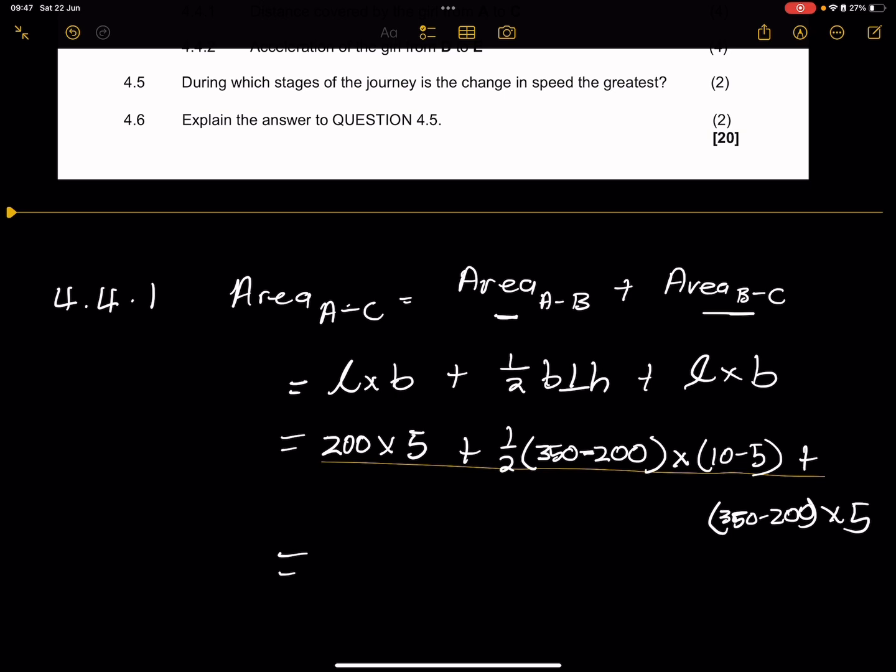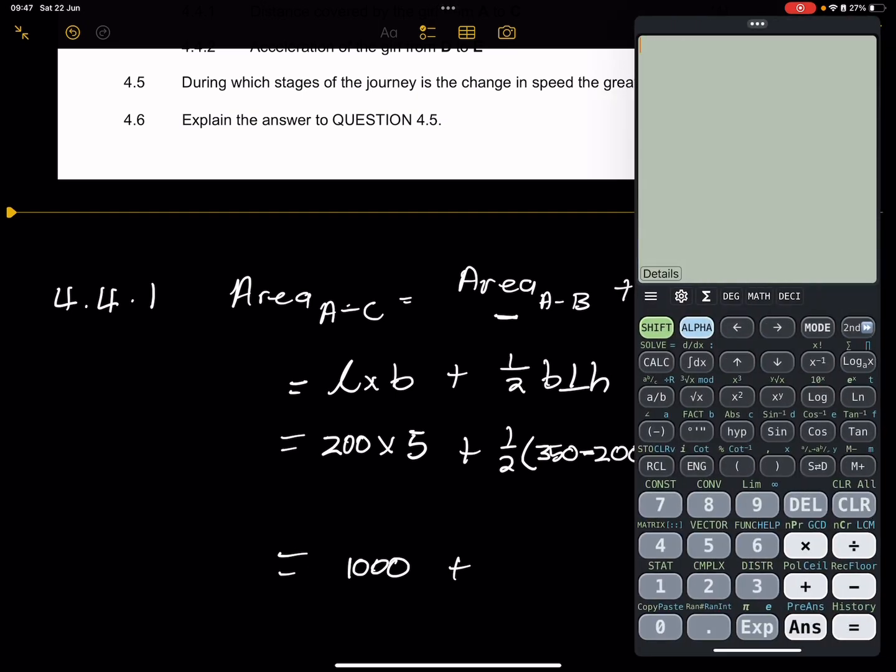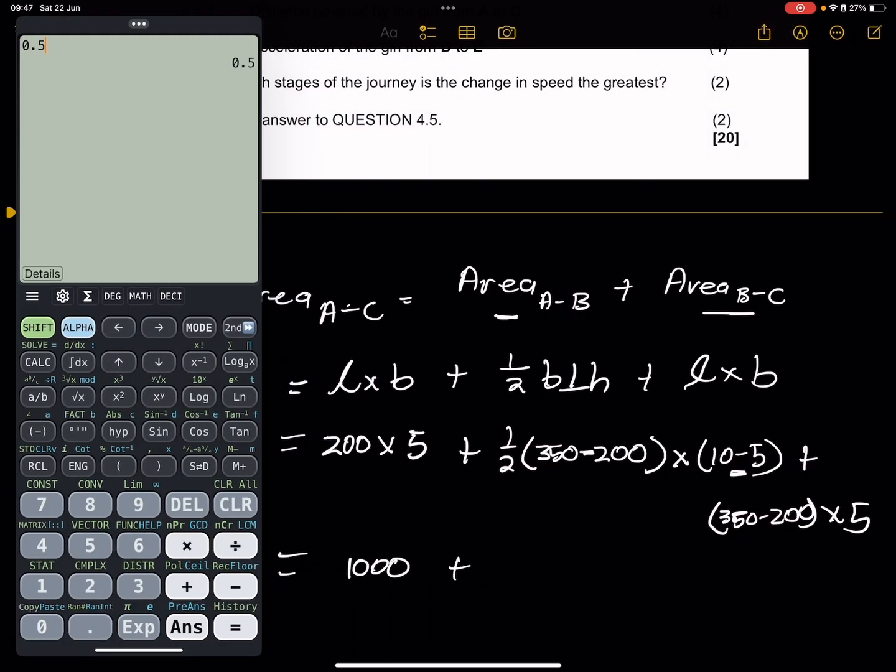So let's calculate all of that. This is going to be 200 times 5, that's 1,000. Plus, notice this is going to be 5 times 150 times a half. So 0.5 times 150 times 5 is 375. Again, we've got another 150 times 5, which is 750.